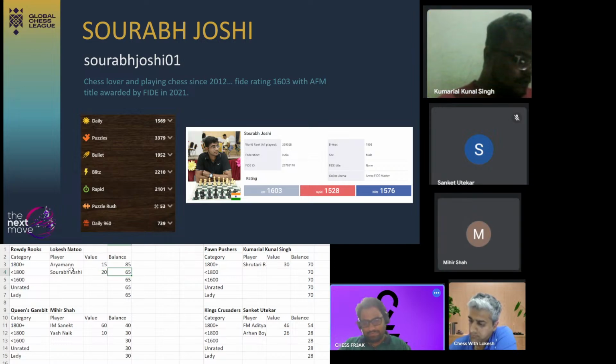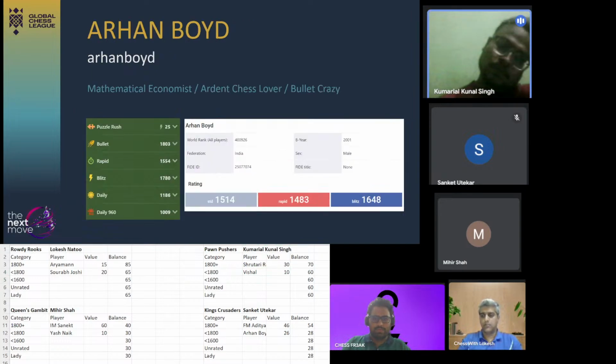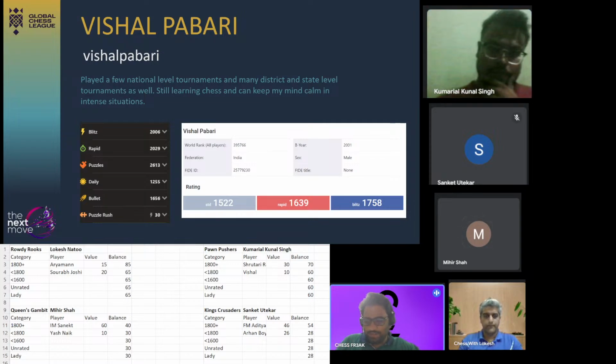And with that, we can see Lokesh Natu has filled, and we will give the last player, Vishal Babari, to Pawn Pushers. Just show his profile. Yeah, I'll show the profile. Just give me a second. Vishal Babari's profile for you.